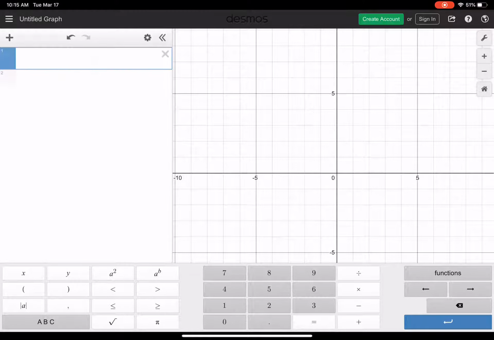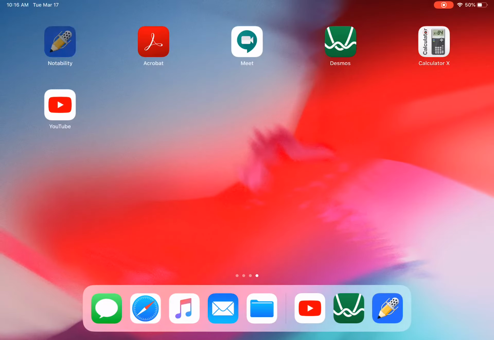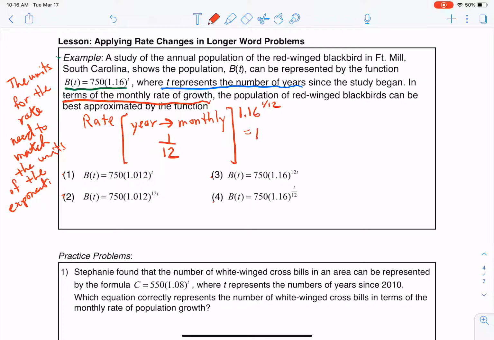I will need to use a calculator to do that, so I can go into Desmos and clear out what I have here. So it's 1.16 raised to the power of 1 divided by 12, right? And I get this really long decimal here. I'll round it, and let's see what that looks like. My rate, which is now a monthly rate, is going to be 1.01245. That's to the fifth number after the decimal.